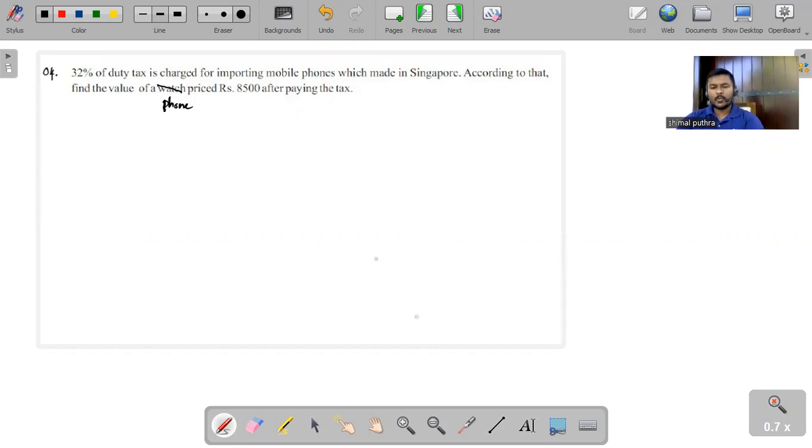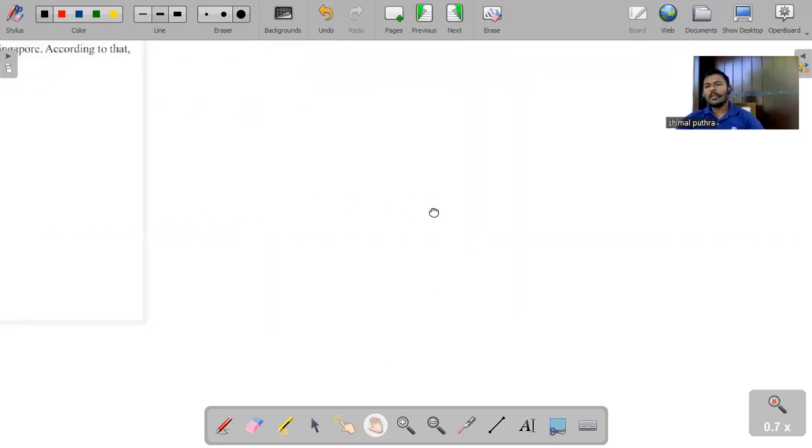This is not a watch. This should be a phone. We know if we import something, we have to pay tax, we have to pay tax for the customs. Normally in Sri Lanka, we are importing several things from other countries. It may be phones, bicycles, cars, and foods, apples, and everything we import from outside countries.